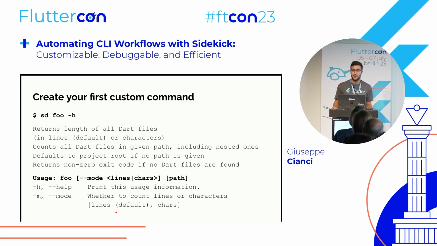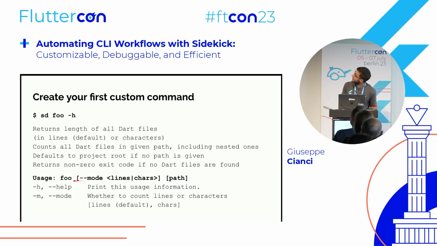I want the foo command to return the length of all Dart files in a given path. And it should take a named mode parameter here. With this, you can switch whether it should count the lines or the characters of all Dart files.